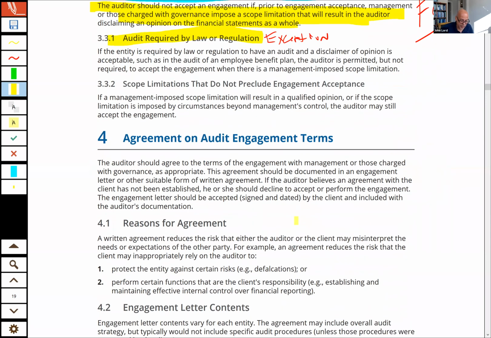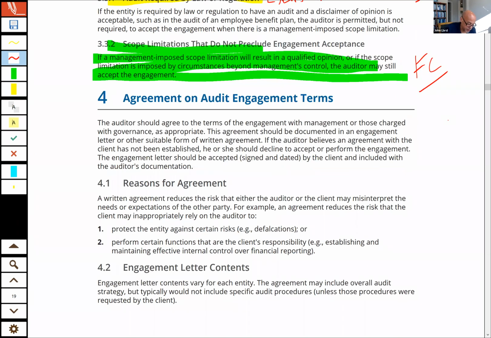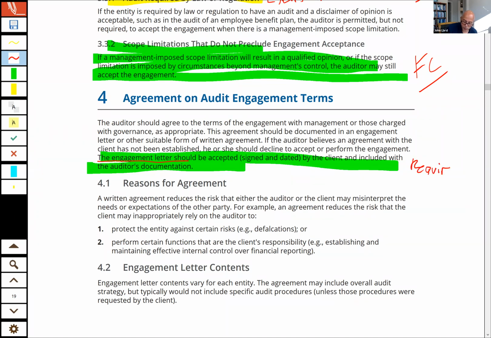Now, if it's a scope limitation that is going to result in a qualification, that's okay. You can accept that engagement. So it's only when it's going to result in a disclaimer that you would not be able to accept the engagement. Whereas if the management imposed scope limitation is going to result in a qualification, then you can still accept that engagement, okay? All right, good. Let's talk about the engagement letter, okay? And it is required on all engagements.